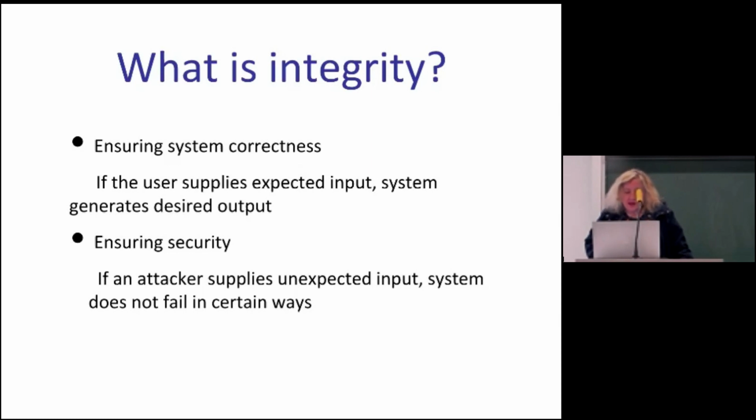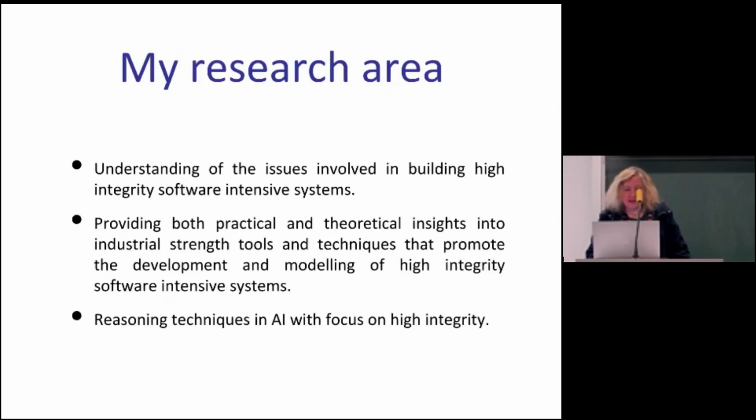If, however, we are concerned with how we establish security, what we are doing is we check that our system is robust. And robust means the system doesn't fail, doesn't fall apart if we're dealing with an attacker, and that attacker supplies unexpected input. So it has to be both correct and robust. And so what I was looking at are a number of things. What are the issues when we are building high-integrity software-intensive solutions?